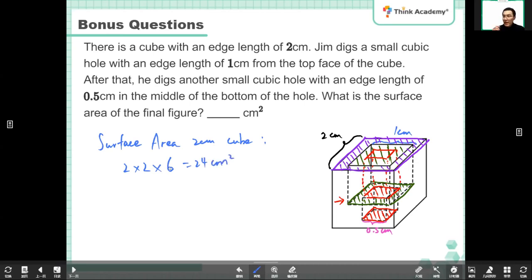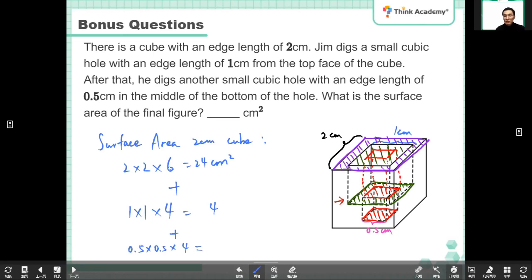Okay. And then on that basis, since we've been digging the 1 centimeter cube and the 0.5 centimeter cube, we've been generating each time 4 new faces. We just do plus 1 times 1, which is 1 face for the 1 times 1 cube, times 4. Since we've been generating, we only need to consider the four faces that are standing. And then plus 0.5 times 0.5 times 4.